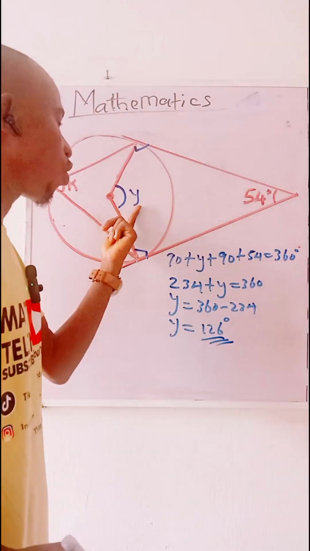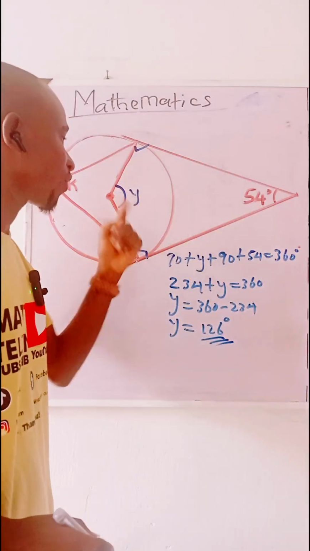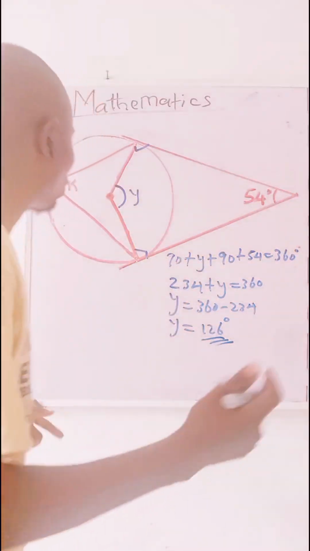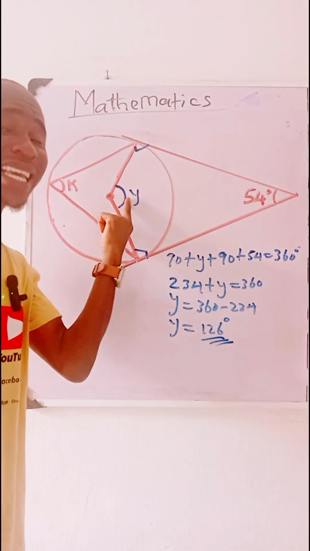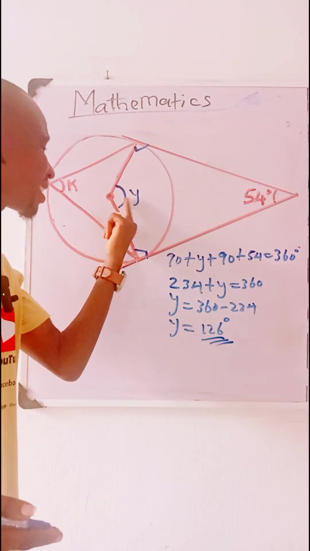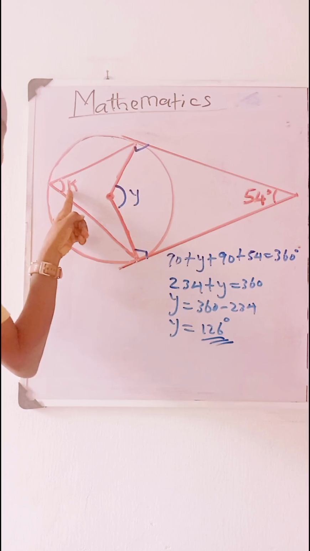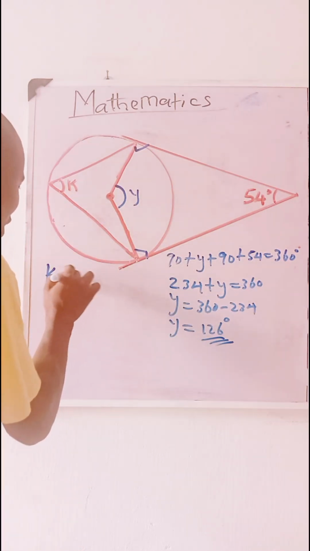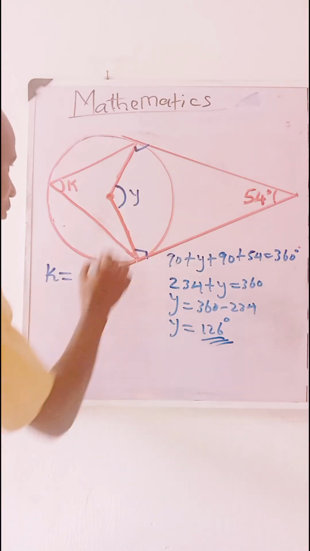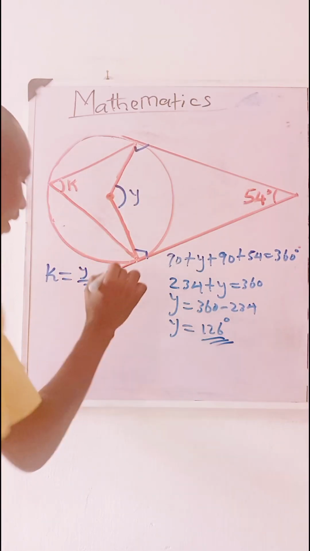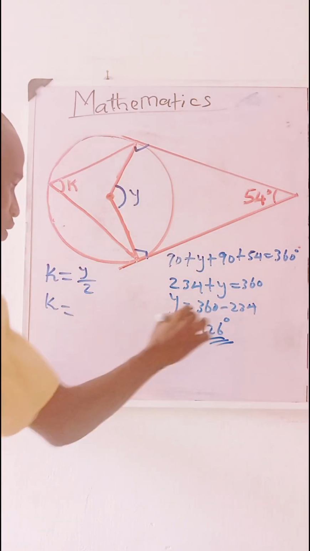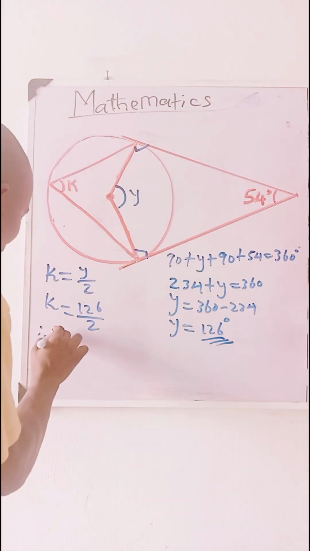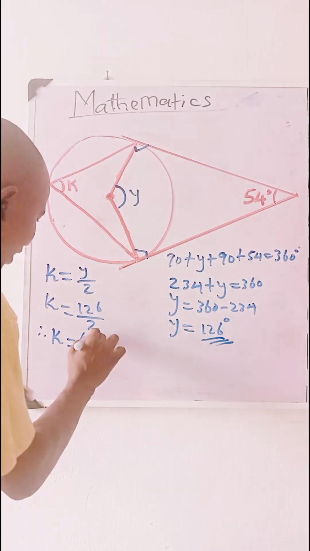This is for y. Now, why do I solve for y? I solve for y because I'm going to apply another rule, which is what? Angle at the center is twice the angle at the circumference. So to find my angle K is equal to y divided by 2. So my K is equal to what? 126 divided by 2. Therefore, my K is 63 degrees.